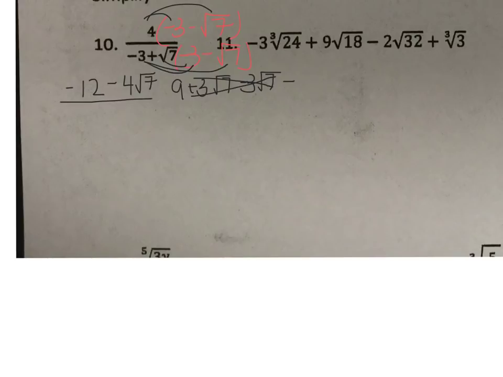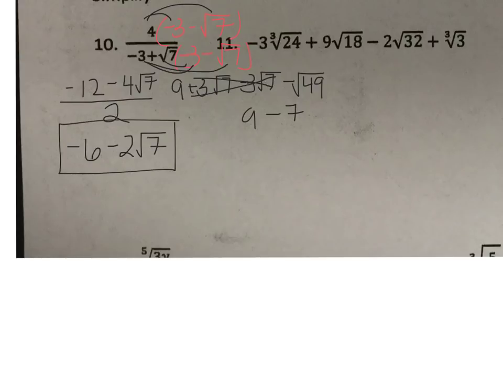So remember, that becomes negative square root of 49, which is a step you can skip because that just equals 7. So my denominator ends up being 9 minus 7, which is 2. And then I can simplify this. -12 divided by 2 is -6. And -4 divided by 2 is 2. So I get -6 minus 2 square root 7 as my final answer.